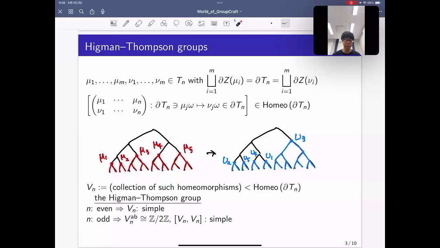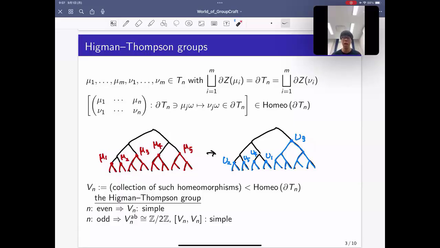All right. If n is even, this group is known to be simple. And if n is odd, then the group itself is not simple, but its commutator subgroup is simple. And its abelianization, meaning the quotient of the group by the commutator subgroup of the group, is isomorphic to Z/2Z.